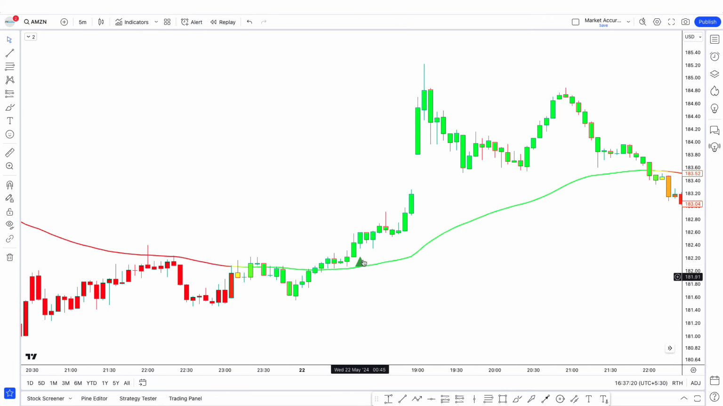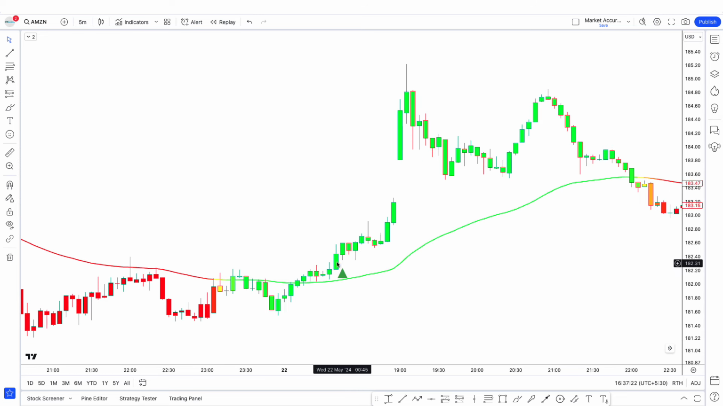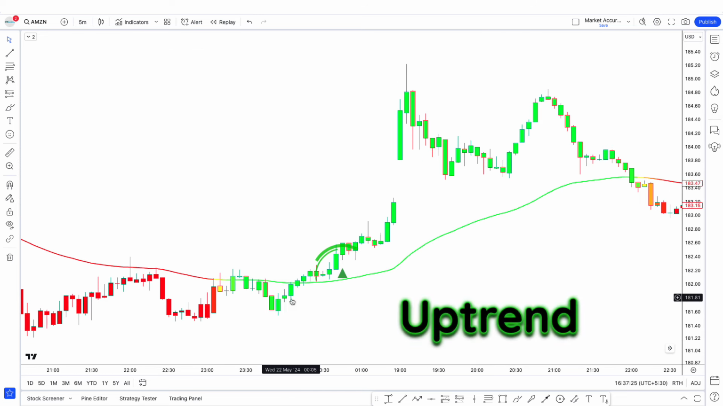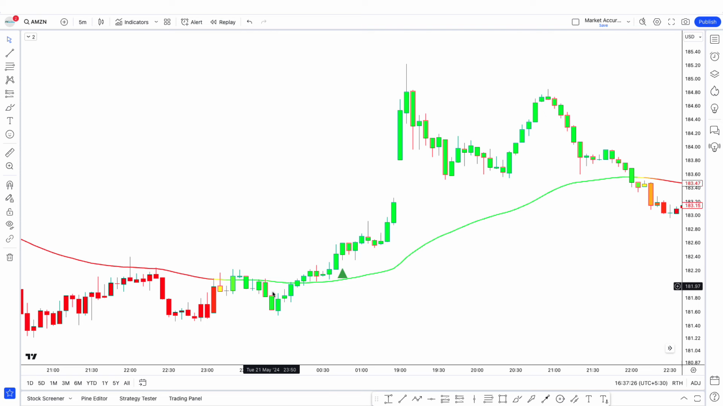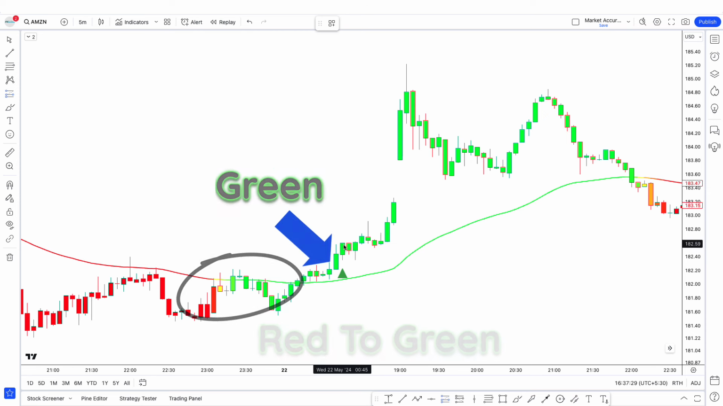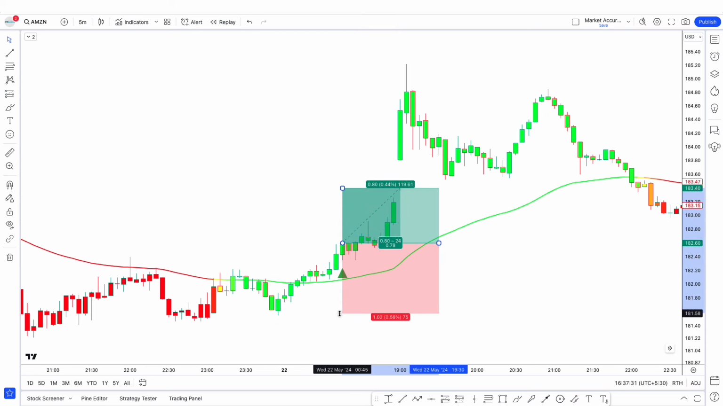Looking further, you can see here a buy trade. First look at the Jack's Beginner Strategy indicator gives a buy signal and it is an uptrend in the short term. Now, if we look at the second indicator, the color of the MA line is red to green and the color of candles is also green. Hence, we will take a buy trade from this green candle, and you can see this trade goes in profit.